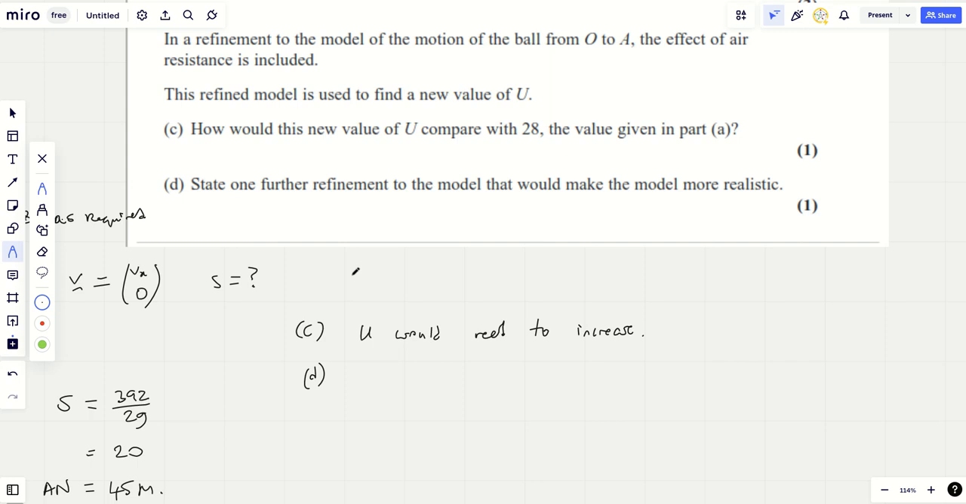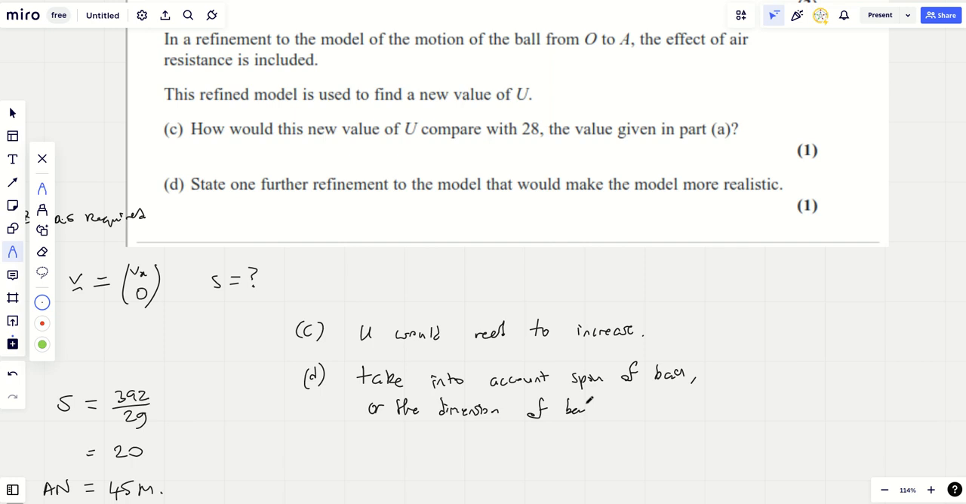State one further refinement to the model you make to make it more realistic. You could take into account spin of the ball, or you could take into account the dimension of the particle, or all sorts of other answers. Do have a look at the mark schemes for what the kind of things are that they accept. But I believe it's take into account spin of the ball, or the dimension of the ball. Yes, so it's not treated as a particle.